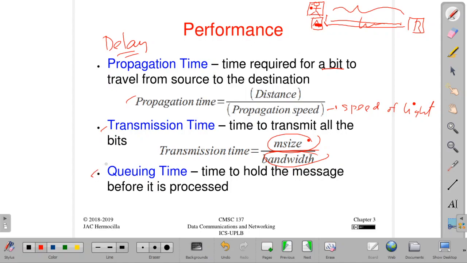Then the third one is queuing time, which is the time to hold the message before it is processed. Normally, if you have an internetwork, you have intermediate nodes so that data will be stored there temporarily. So let's say you have a router here, your picture will be stored here temporarily while waiting for routing decisions. So that is queuing time.